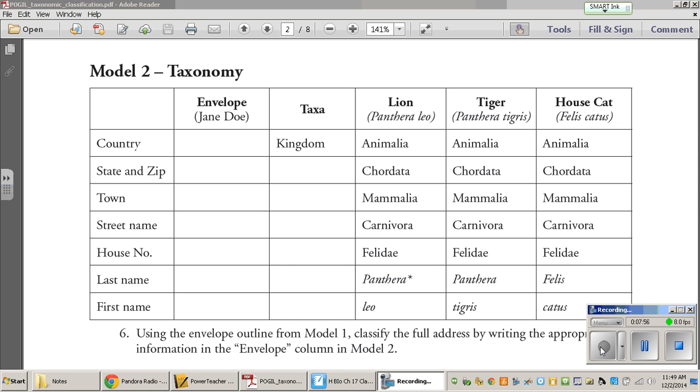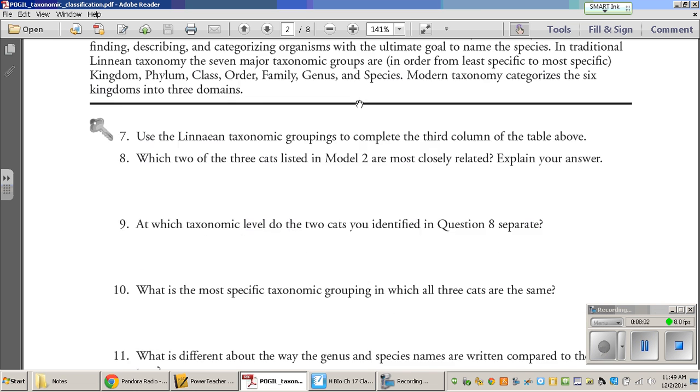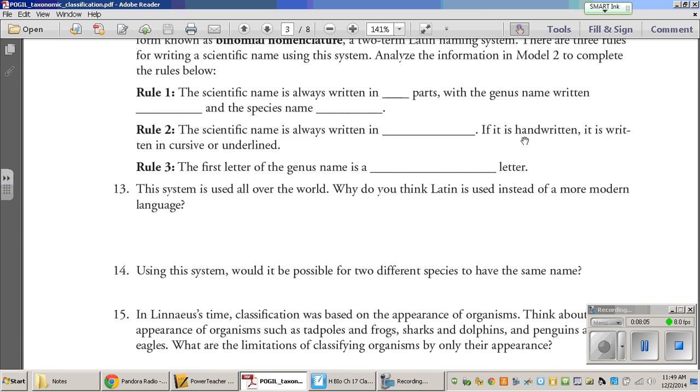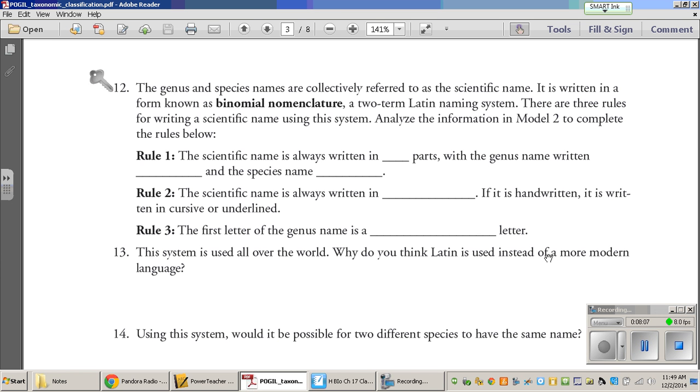All right, number 12. The genus and species are collectively referred to as the scientific name. So we've just identified scientific names. The naming system is called binomial nomenclature. Binomial, what does that word mean to you? Nomial actually refers to number. It's two in number. It's a two-part naming system. But the name part is a different part. Nomenclature means to name.